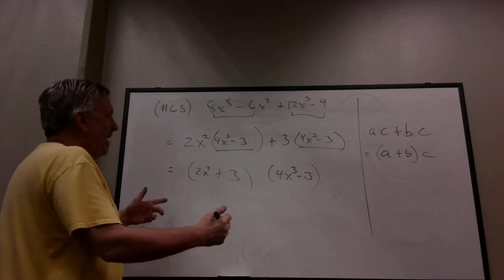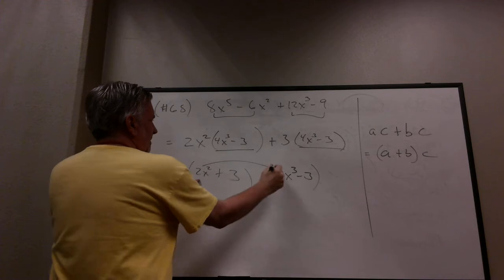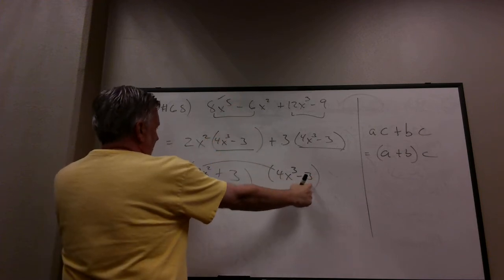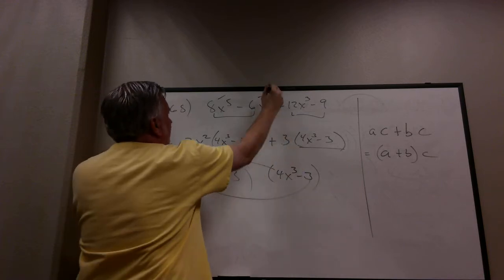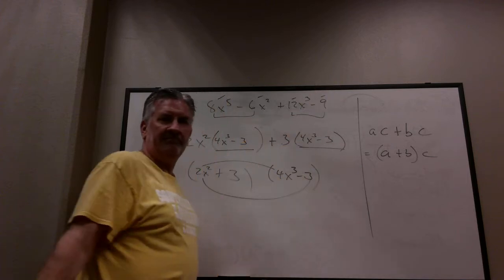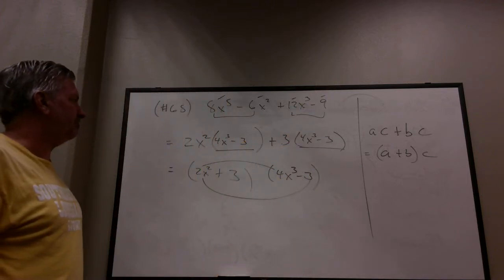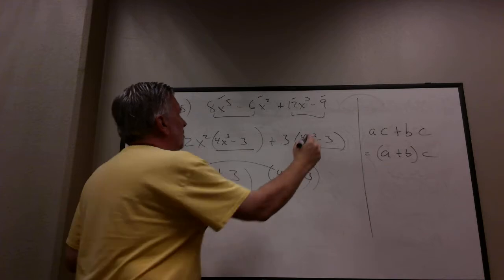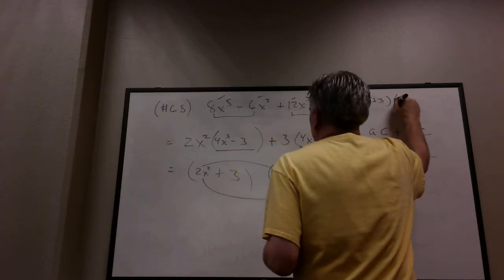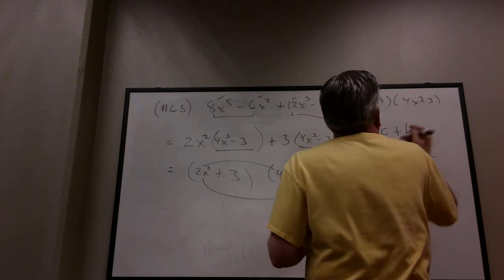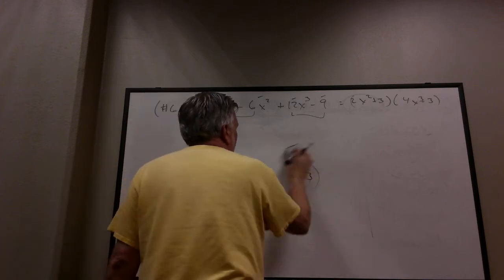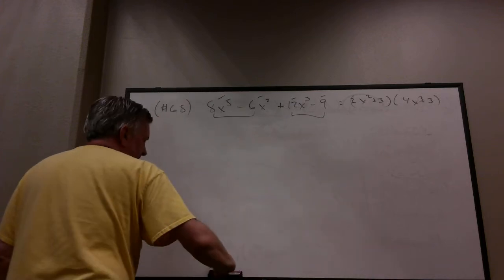Notice if I FOIL this out, that's 8x to the 5th, minus 6x squared, plus 12x cubed, minus 9. So it does work. Okay, so let me write the answer here, because again, we're going to do this another way. All right, that's the answer we got. Okay.